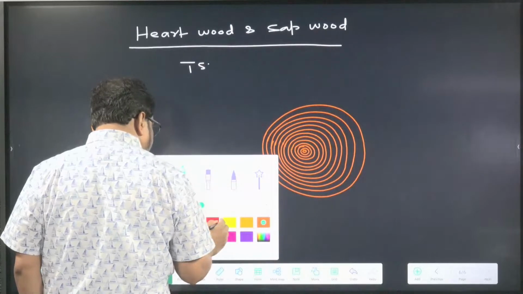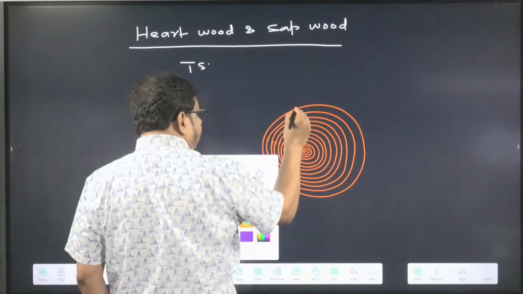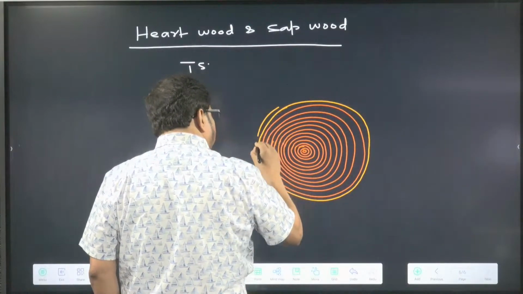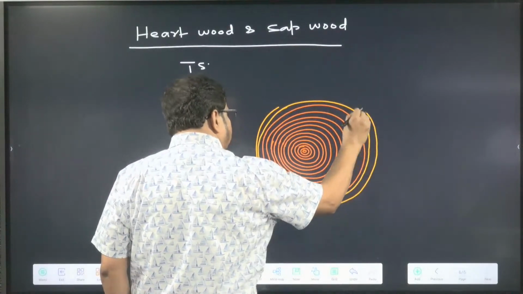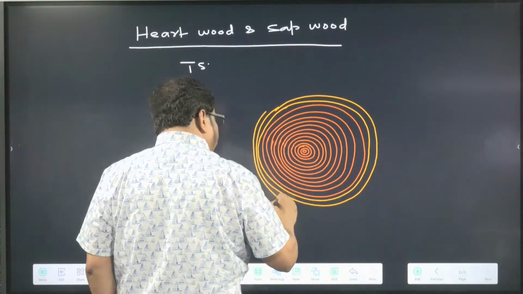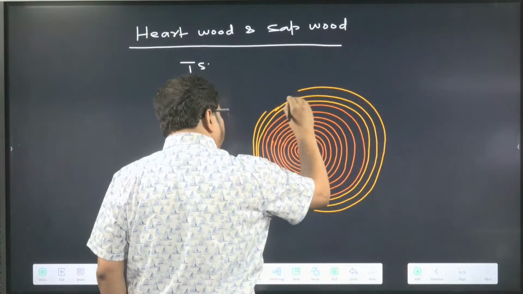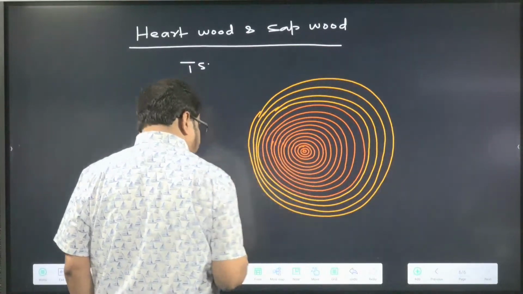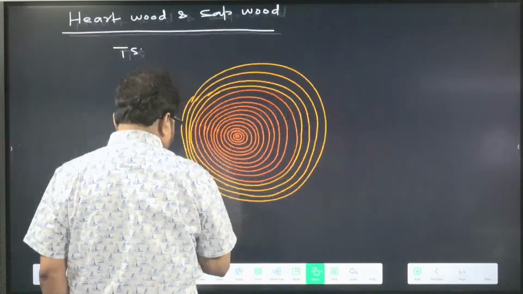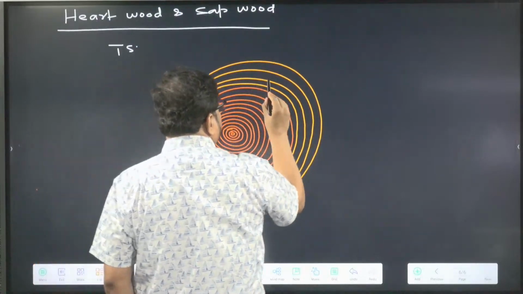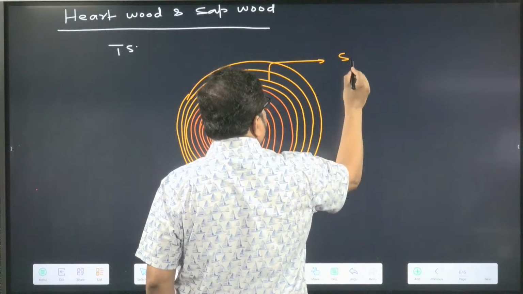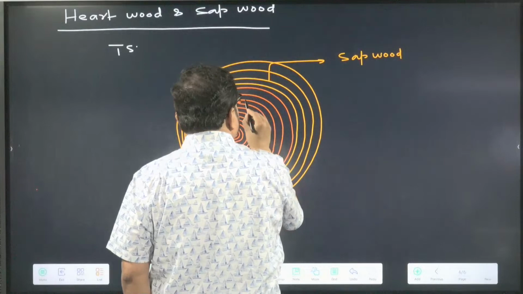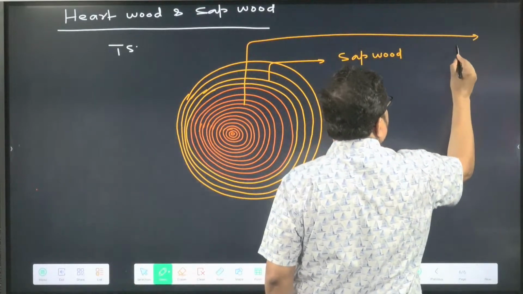This is the ring I am showing, and you will find the central part is dark brown. When you cut the TS of a stem, you find the central part is dark brown and the peripheral part is light brown. Getting the idea or not? So this peripheral part is which one? Sapwood, which is light brown, and the central part here is heartwood.